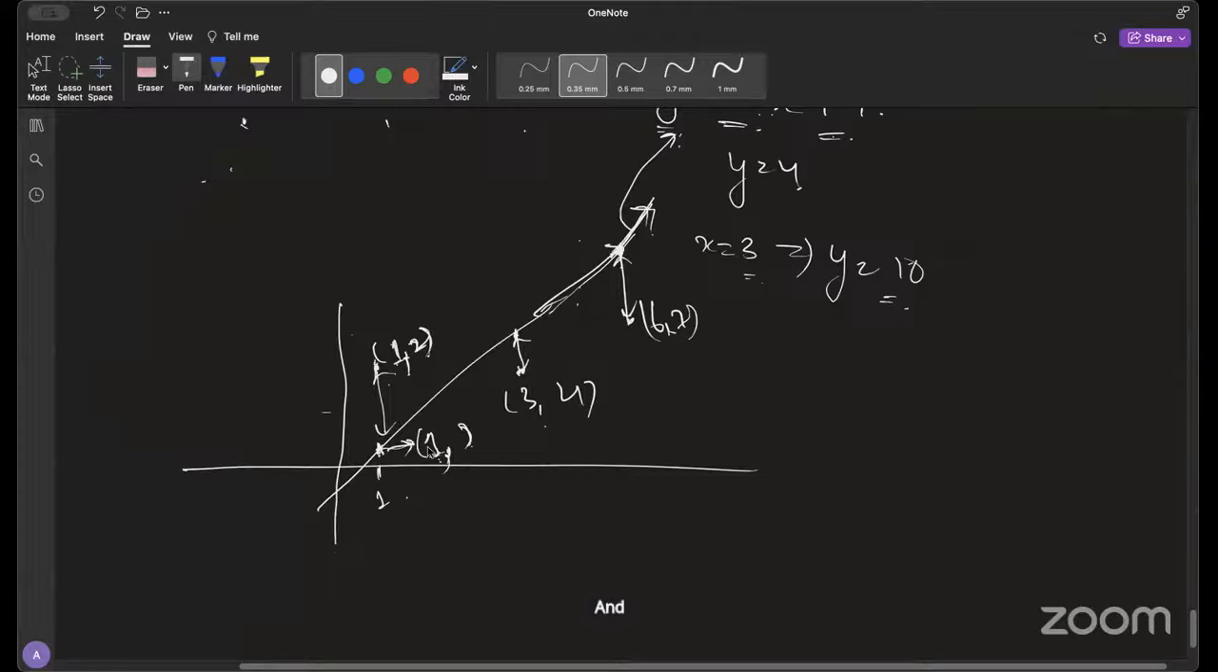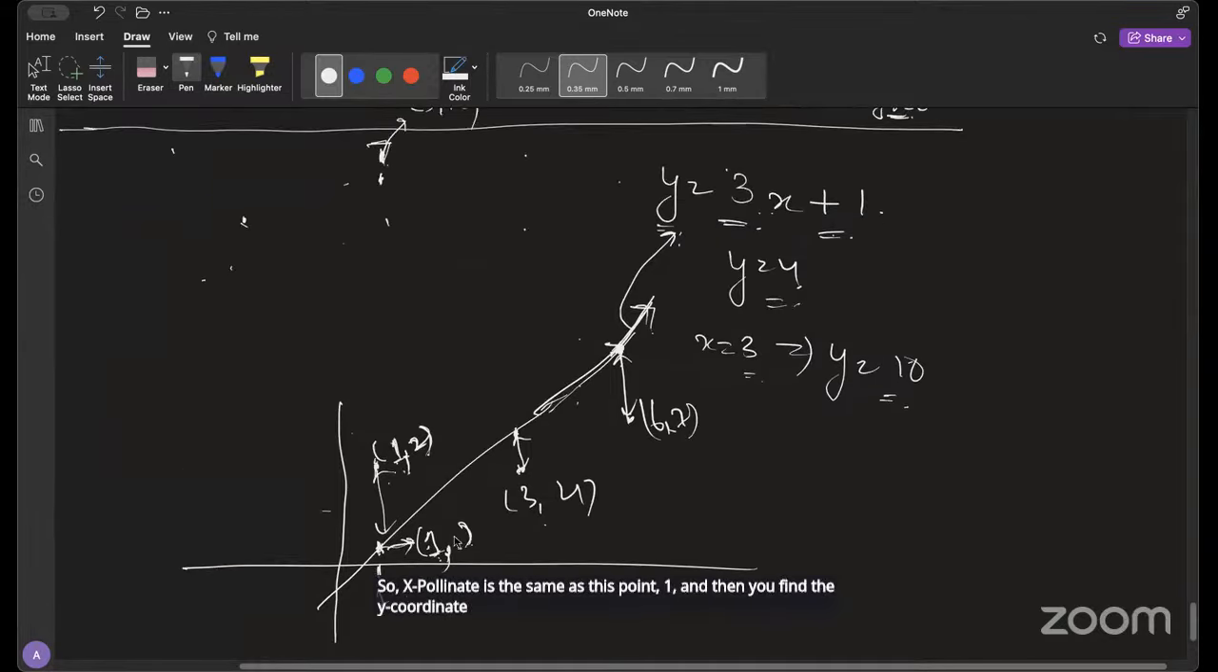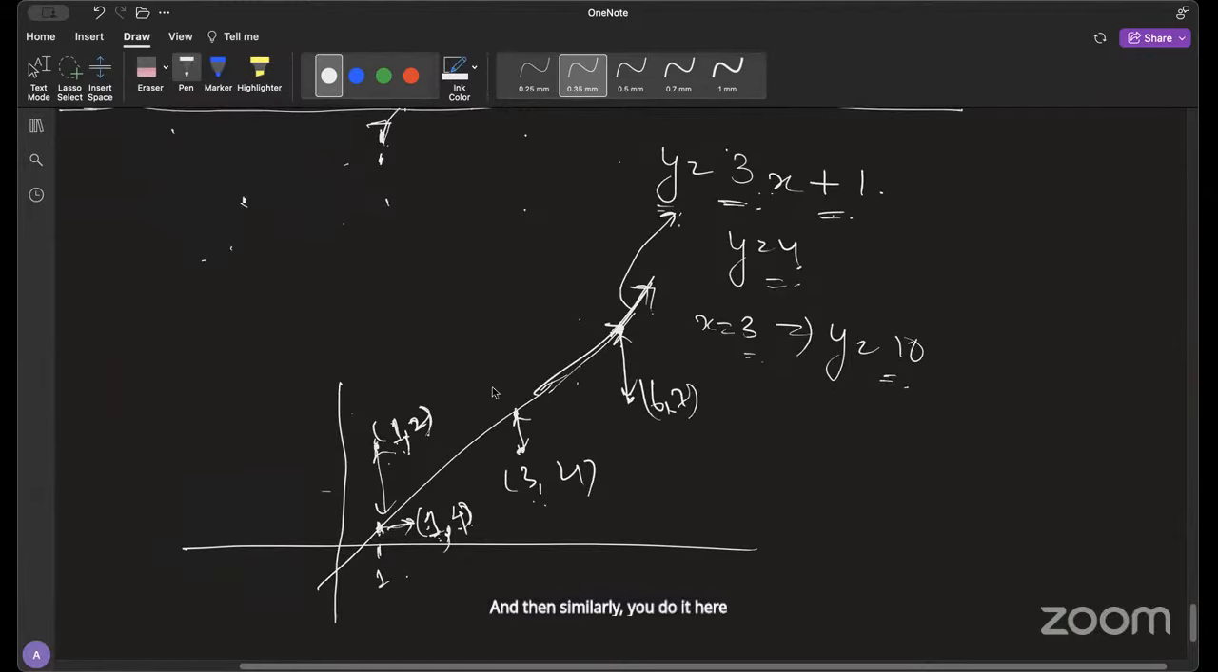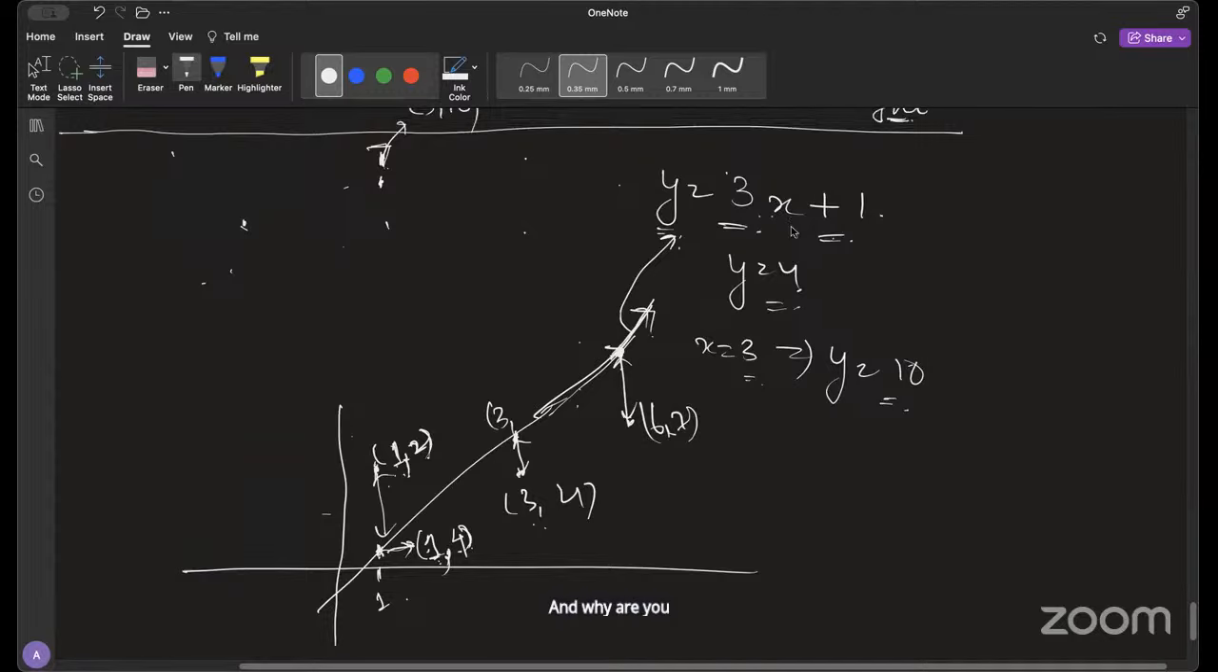You keep the x coordinate the same and you need to find the y coordinate. So your x coordinate is the same as this point, 1, and then you find the y coordinate from here, which is 4. Similarly you do it here. Your x coordinate remains the same, 3, and you find y from here. If you put x equals 3 in this equation, you get 3 into 3, 9, plus 1, 10. So y equals 10, and this point will be (3, 10). Similarly, if you put x equals 6 here, you'll get y equals 19. So this point is going to be (6, 19).